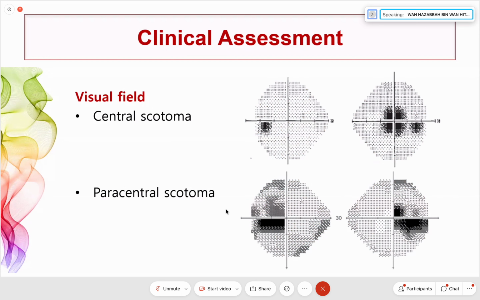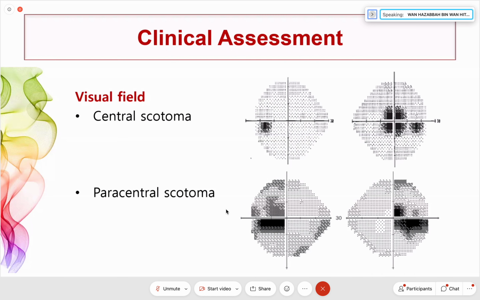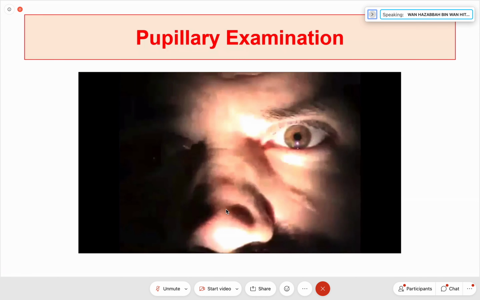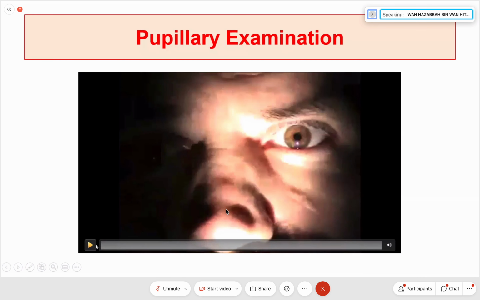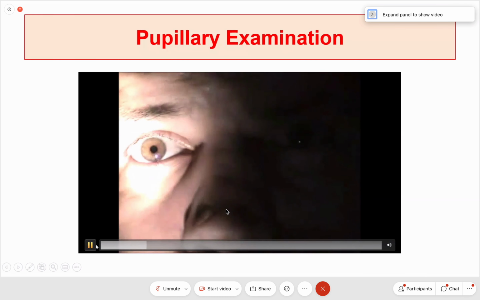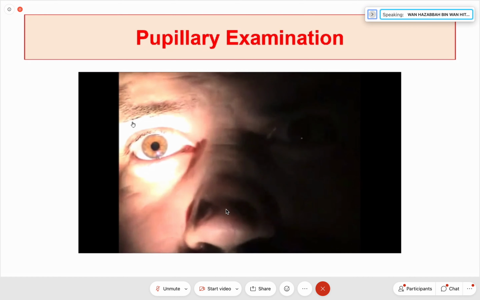In terms of presentation, the common presentations are central scotoma and also paracentral scotoma. Sometimes the patient may have cecocentral scotoma, a combination of the blind spot and central scotoma. So this is the pupillary reflex. Hopefully the video is okay. In terms of RAPD, you can see here dilatation of the eye on the affected side.